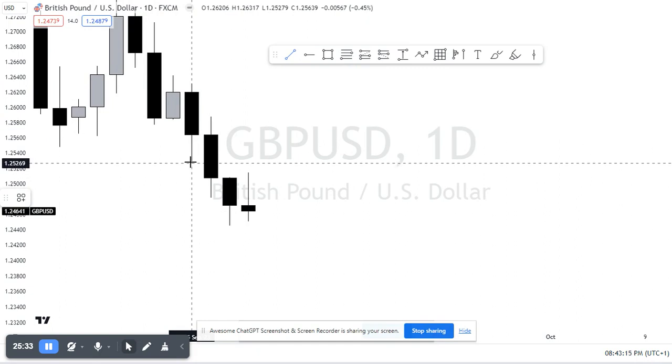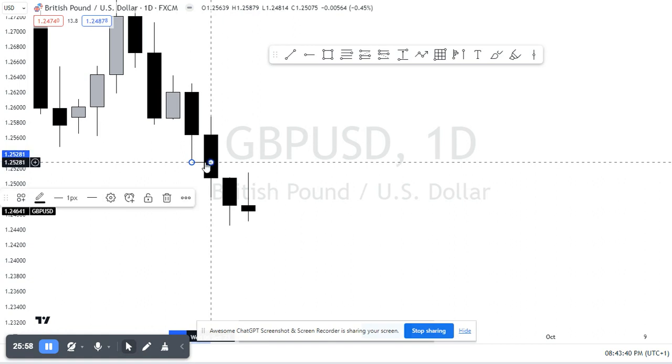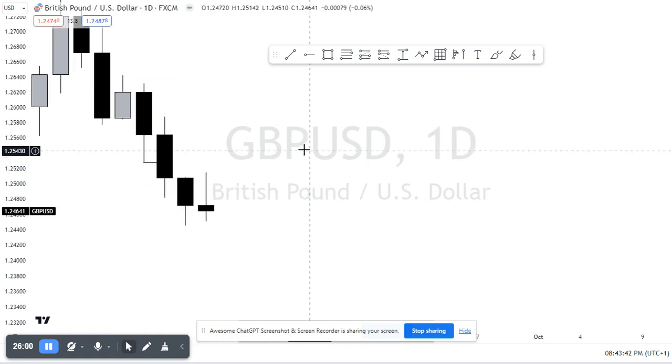You can see it closed here, but this is not a sweep, right? This is not a sweep, because the body of the next candle closed with it. So this is not a sweep, because the body closed with it. So it means on this day, there's no trade for us.